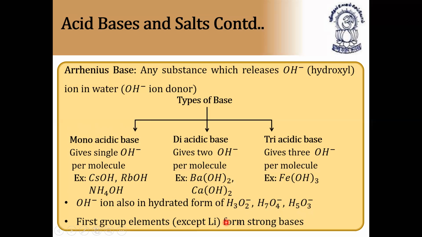The OH minus ion is also present in hydrated forms: H3O2 minus, H7O4 minus, H5O3 minus. First group elements except lithium form strong bases. Any substance which releases OH minus ions in water is said to be an Arrhenius base. We'll now discuss the continuation of this ionic equilibrium.